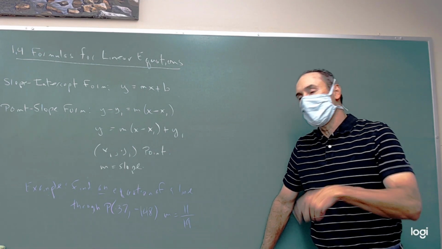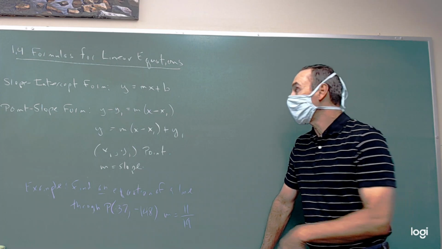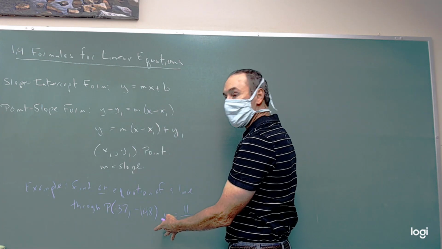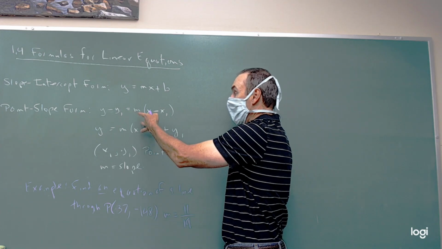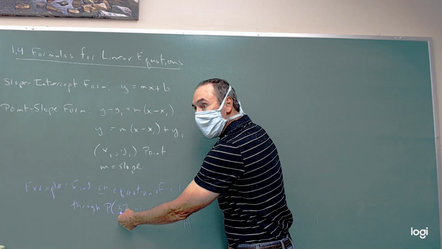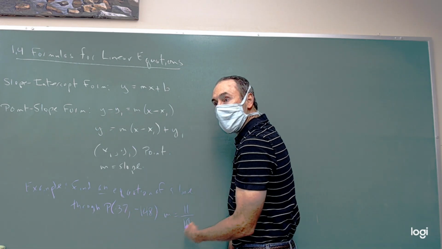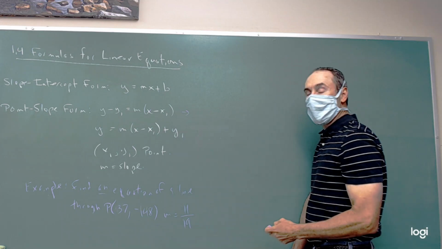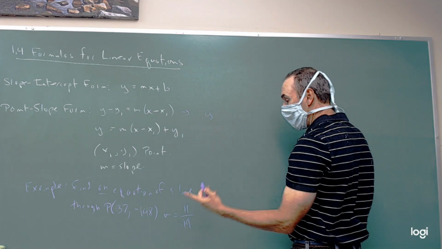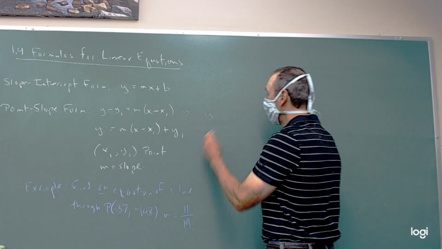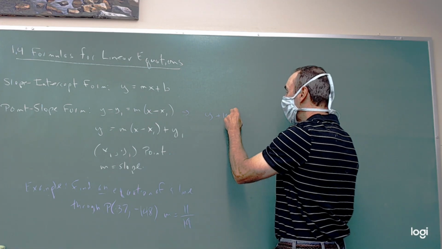And in the AP world, they almost never care what form it's in. So you don't have to go to this form. We just want an equation of a line, and point slope form certainly qualifies. So this is the x1, that is the y1, and that is the slope. So our point slope form is just y, I'm going to go minus the y coordinate, which, since the y coordinate is negative, is going to make that plus 148.